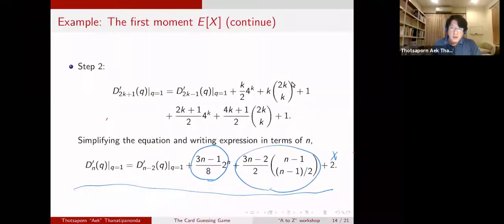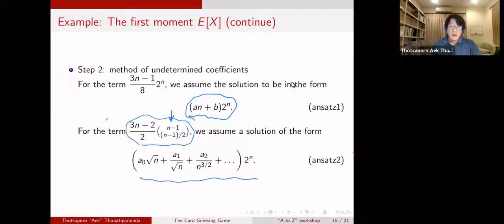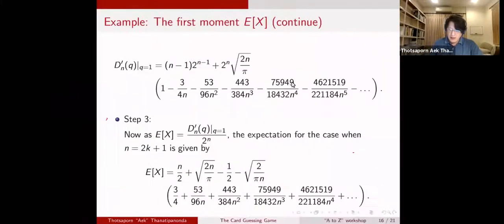So the first term, you guess a form like this. The second term is harder because you have the central binomial here. So we have to expand it using an infinite series approximation first, and then the ansatz that we use for N and Q is something like this, and then you use a computer to solve for the constants. So you get something like this.